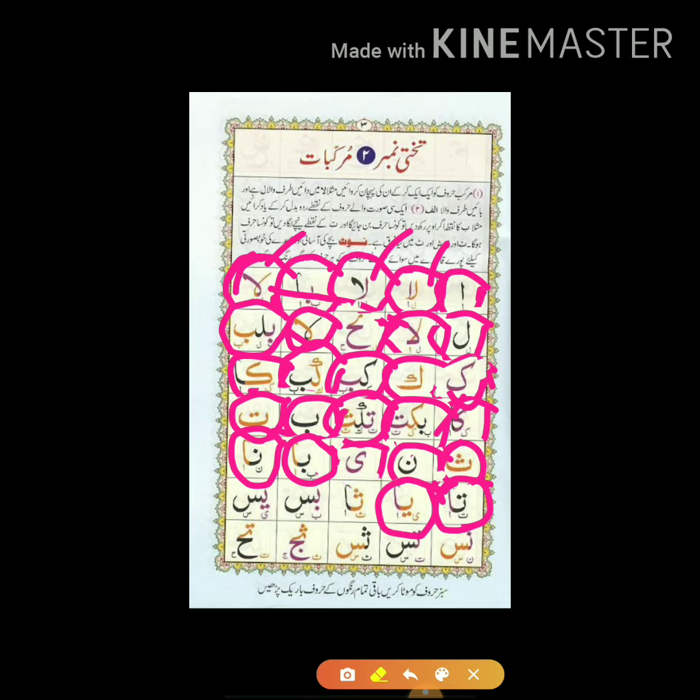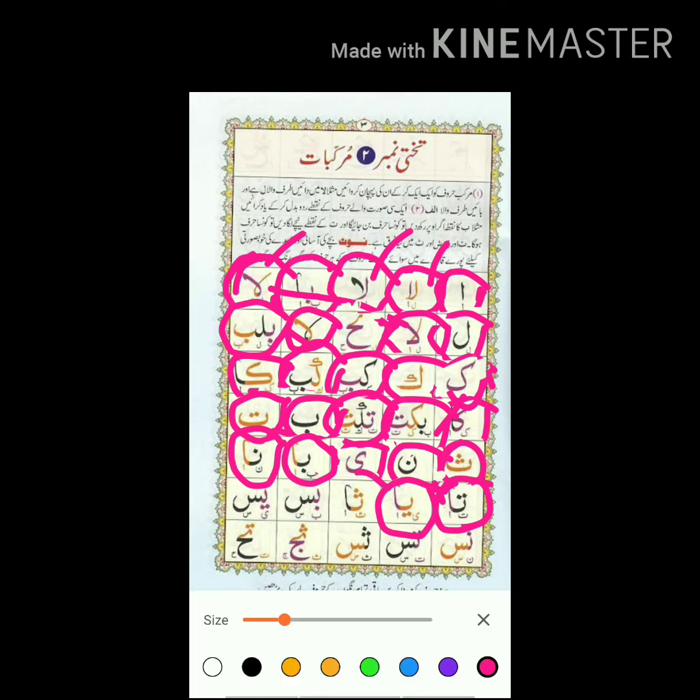Moving to the next box, we have sa, alif. Moving to the next box, we have ba, sin.